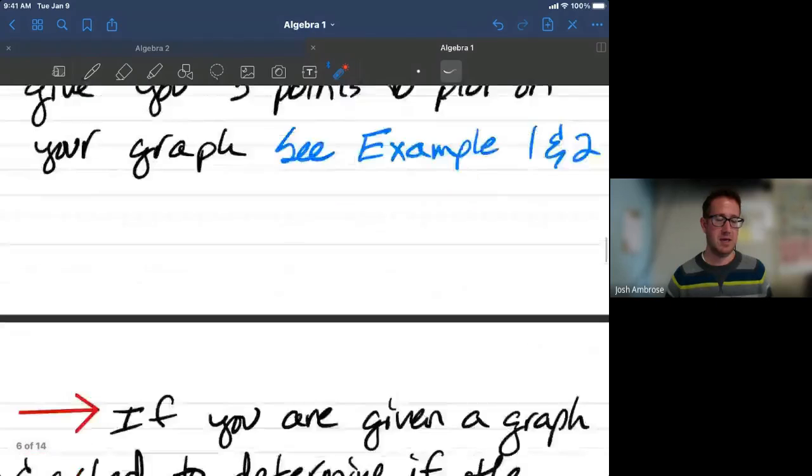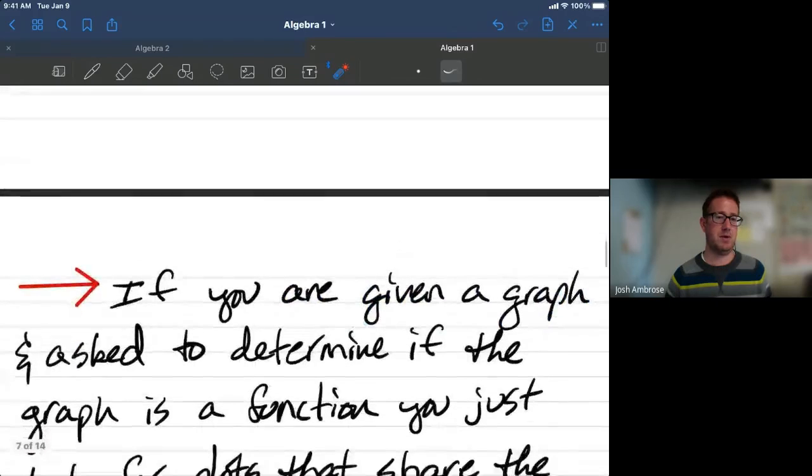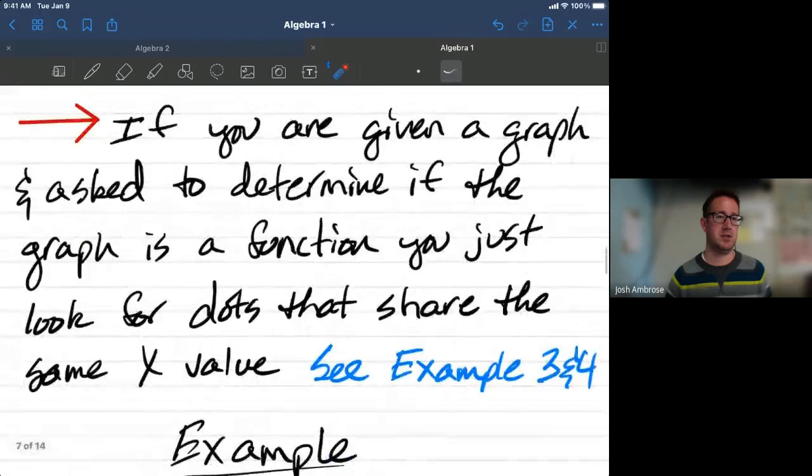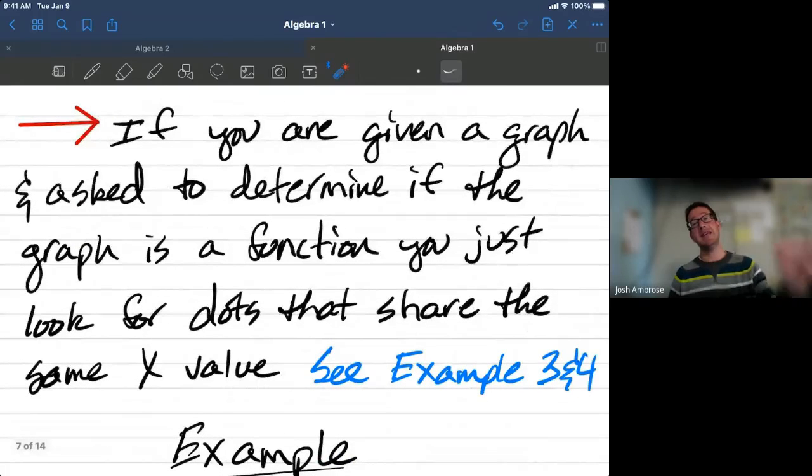All right, now let's move into the next part of our section. Let's say they give you a graph. They're not giving you points. Remember back in section 1, they gave you multiple points and said, is it a function? Is it not a function? Well, now in section 2, they are giving you a graph and saying, look at this graph. Tell me, is the graph a function or is the graph not a function?